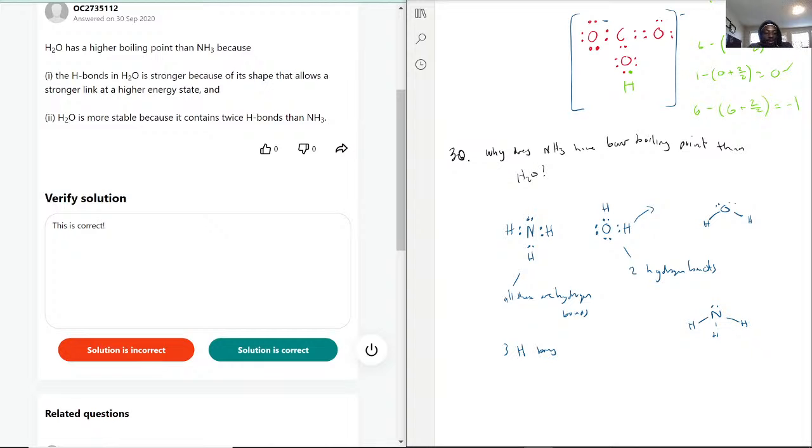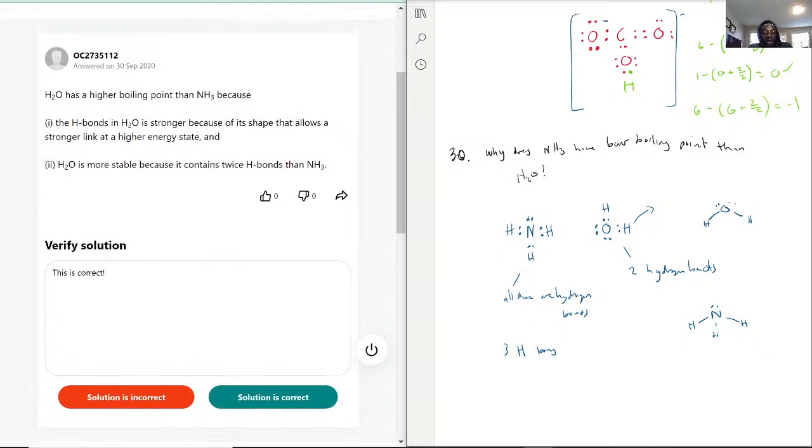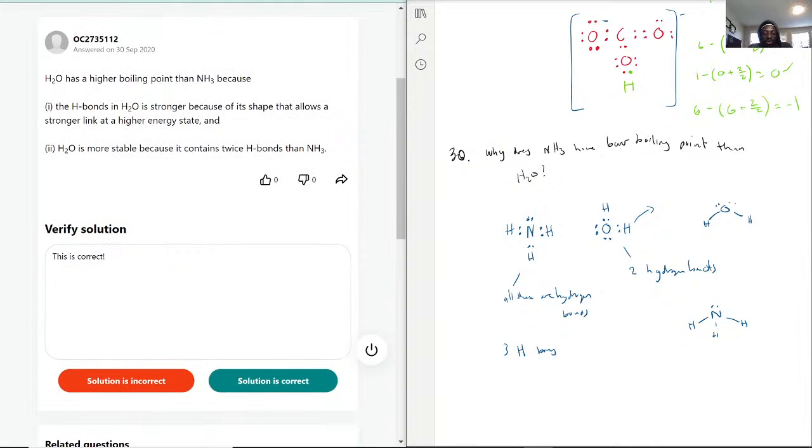But overall though, I do agree that H2O has a higher boiling point, and that's one of the reasons why. So I'm gonna mark this as correct, because we may just be arguing semantics. We may actually end up saying the same thing, but I'm approaching it with a different method. But I would just make sure to mention electronegativity difference as well.